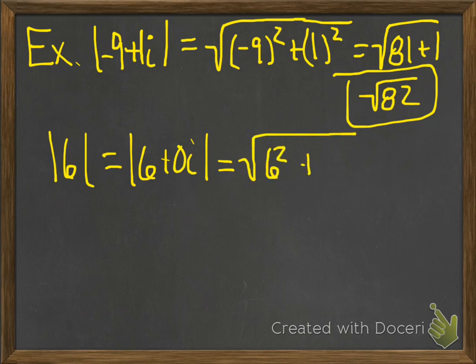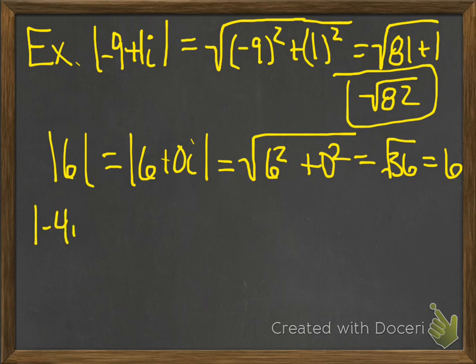The absolute value of 6. Sorry, I didn't see that for a second. The absolute value of 6 is 6. We think of that as 6 plus 0i, so I would say 6 squared plus 0 squared. That would give me 36, which would just be 6. If you can get the square root, get the square root. Let's look at the absolute value of -4i. The absolute value of -4i is like saying 0 plus 4i.